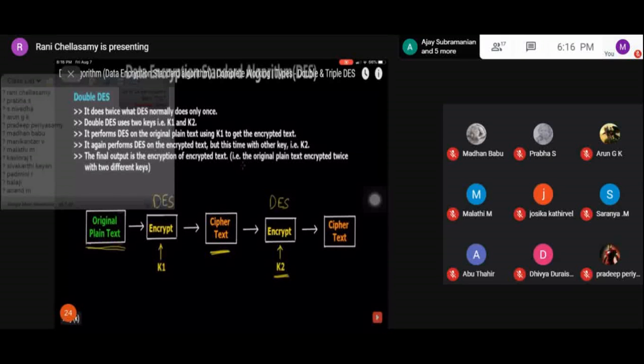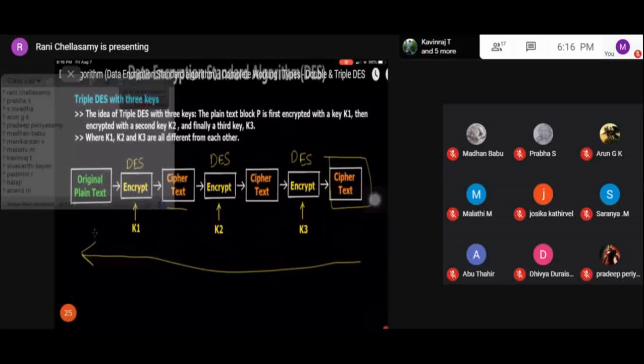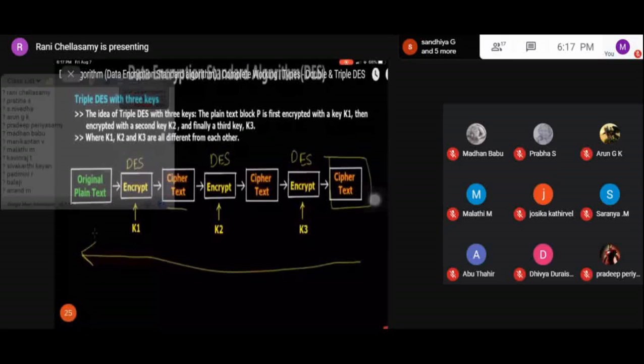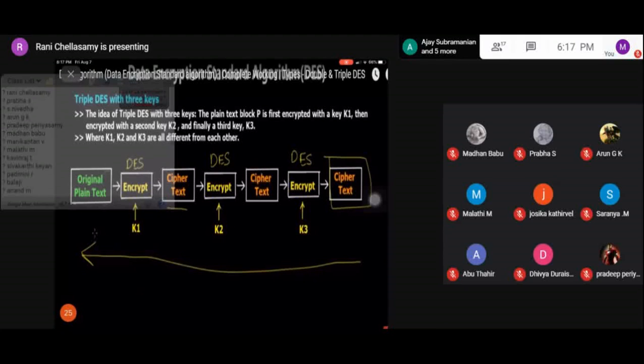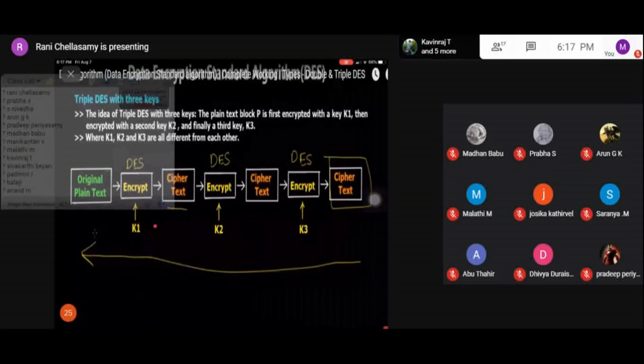So coming on to the triple DES, there are 2 variations. The first one is triple DES with 3 keys. So triple DES means you are going to perform the DES algorithm 3 times. Okay, 3 times encryption is going to happen. For the 3 times encryption, each time you are going to apply the DES algorithm. 3 times means 3 keys have to be used. At the first time you will be using the K1 key, at the second time encryption, you will be using the K2 key, and at the third time you will be using the K3 key. So this is the triple DES with 3 keys.